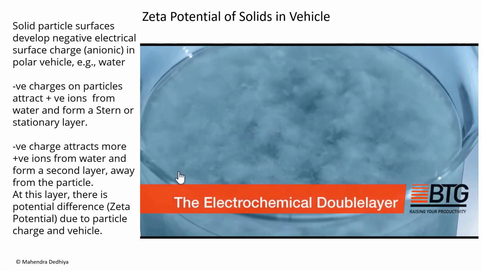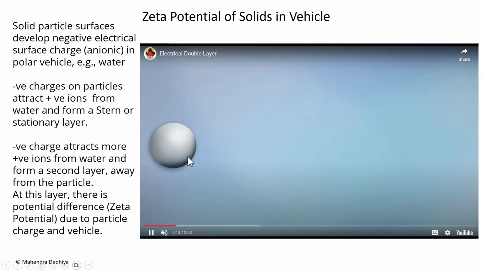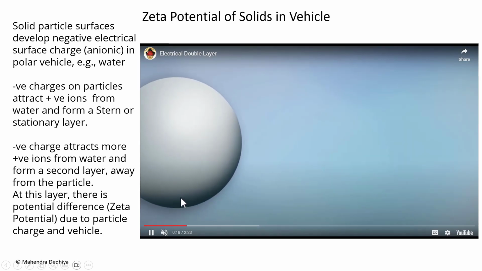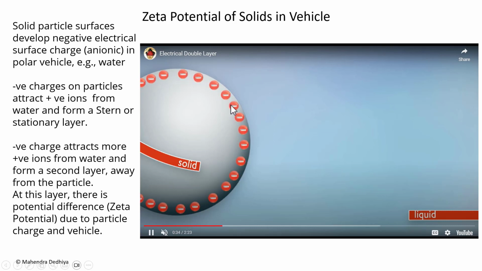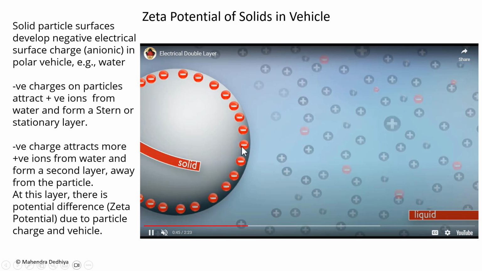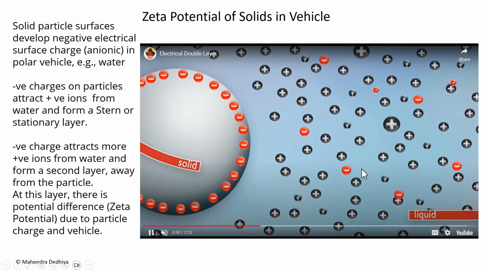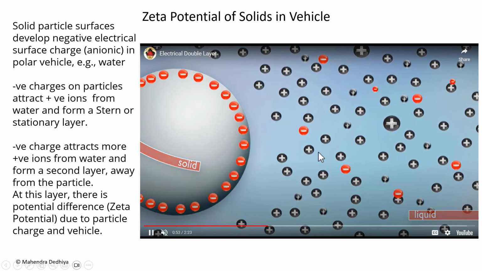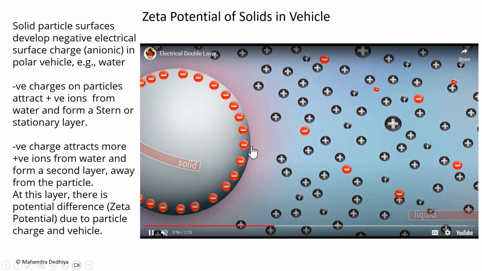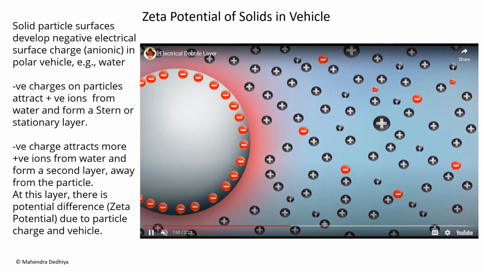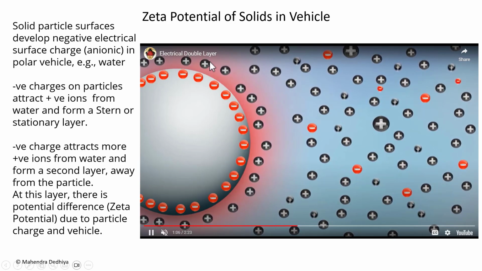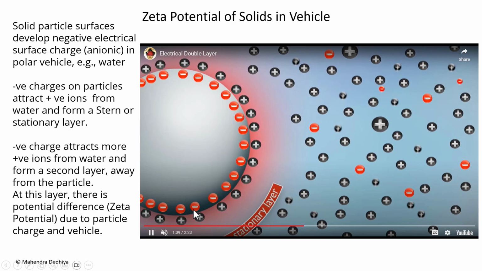When we suspend material, the suspended material generally has a negative charge due to the liquid. This negative charge, in the liquid or vehicle, positive charge starts moving towards the solid's negative charge. This forms a Stern's layer or a stationary layer.